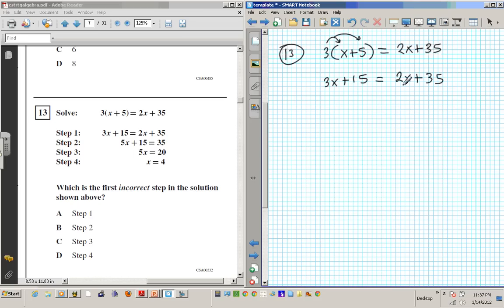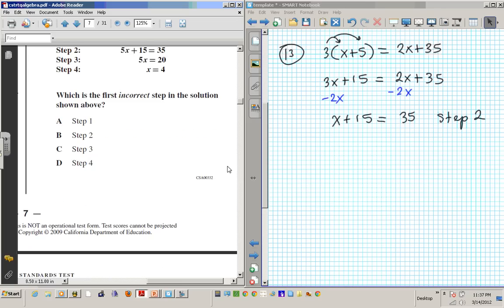Step 2, we need to collect like terms. So we need to move 2x to the left, right? So what do we do? We subtract 2x from both sides. We do the opposite of this. So that gives us x plus 15 equals 35. Is that what we have? Nope. Actually, they added, which is wrong. We should not get rid of this. So the answer is step 2. That's the first incorrect step. Okay? Alright, let's move on to number 14.